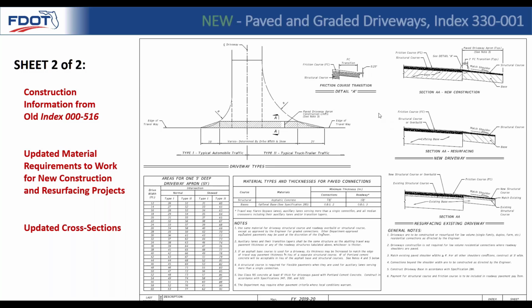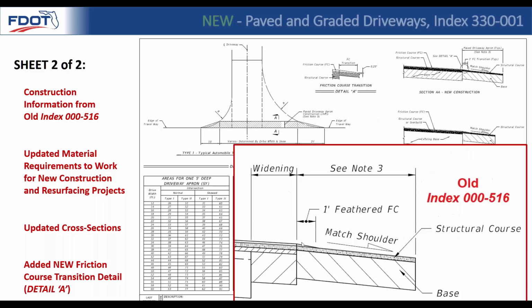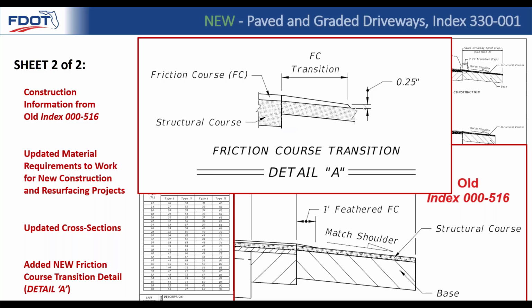One of the primary changes was the addition of what you see here, detail A, which is the friction course transition. Previously, we just called it out as a 1-foot feathering of the friction course. However, that wasn't always practical, and you'd end up with raveling of the friction course if you tried to take it down all the way to basically 0. So we worked with the pavement section here at RDO, and we changed that transition to just provide a 1/4 inch drop off at the end of the transition.